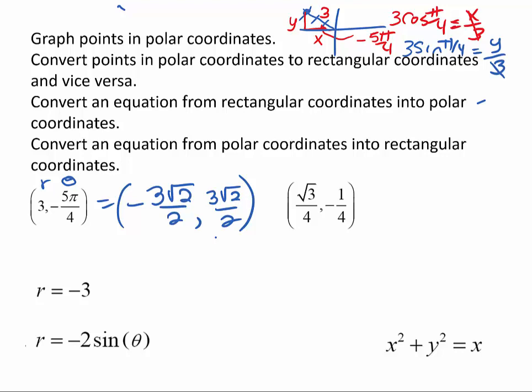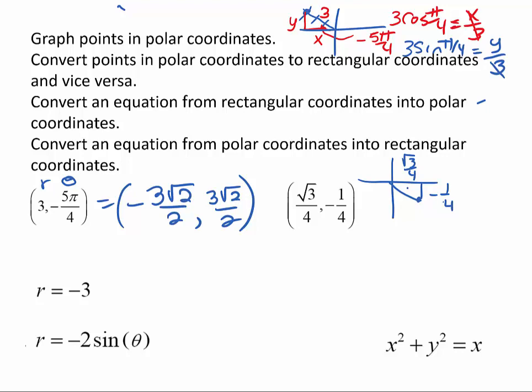Let's go the other direction. What if we have a point here in rectangular and we want to convert it to polar? So I'll try and put that one right here. We're going to go square root 3 over 4, and I'm just going to eyeball it. That's going to be positive and over here, and then I'm going to go down by 1/4. So it's going to look something like this. This is going to be negative 1/4, and this is going to be square root 3 over 4.